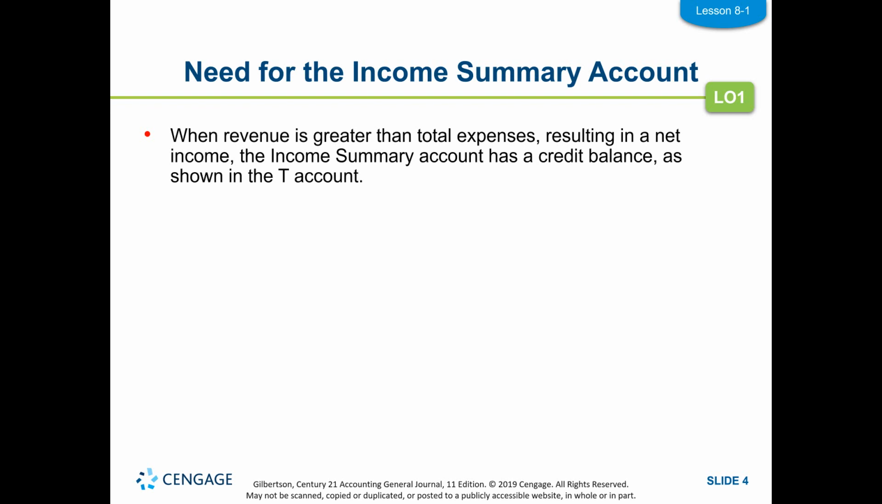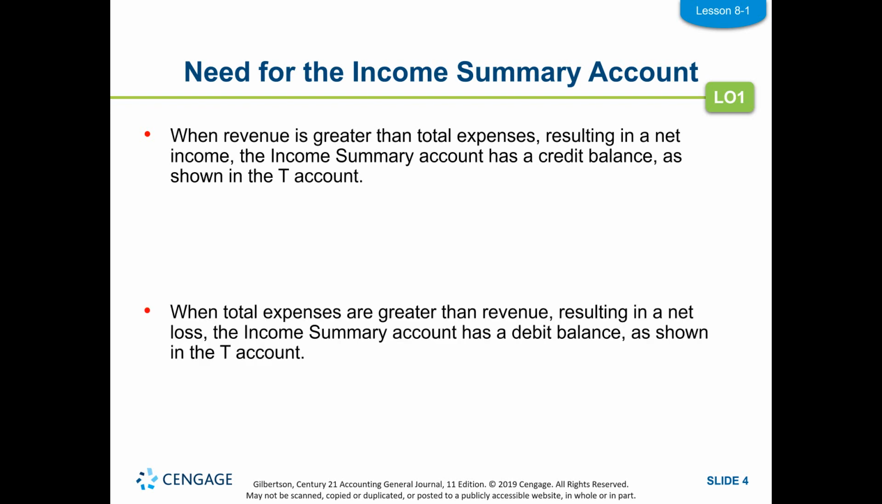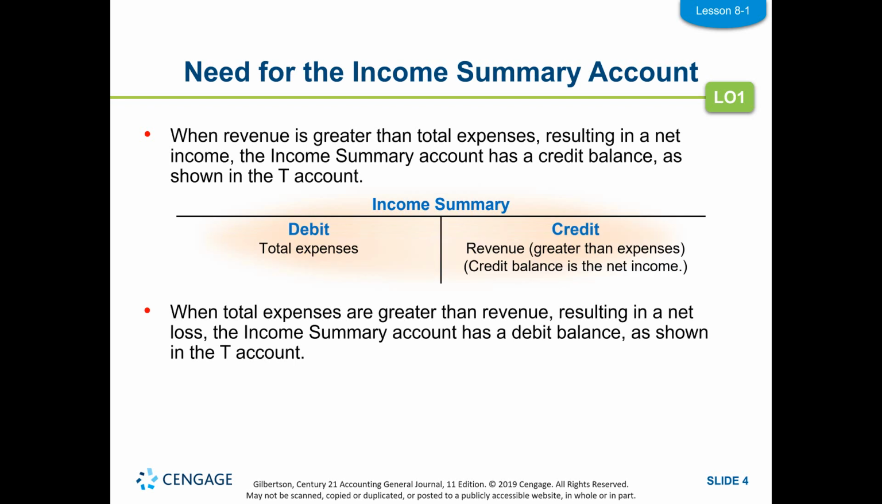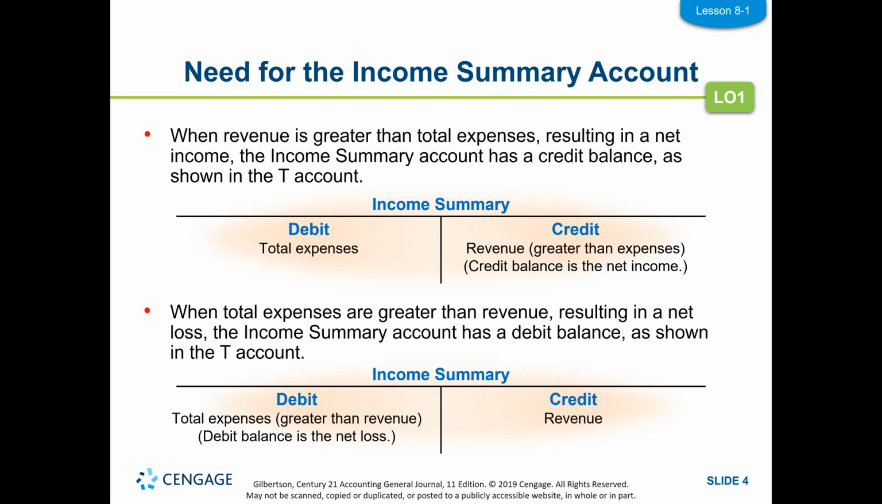So when we have a net income, basically our income summary account has a credit balance, which is shown in this T account. Income summary is a temporary account that I use to close information into. So my debit is going to be my expenses, my credit is going to be my revenue. Because I have an example of a net income, my credit is going to be larger. If I have a net loss, that is going to be the bottom T account, where my expenses are going to be greater and my credit would be smaller, because I would have a debit balance.